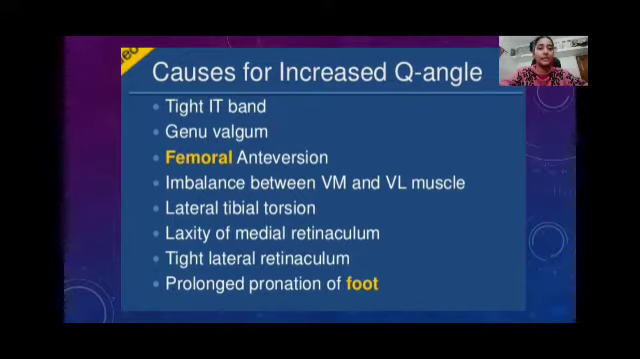Lateral tibial torsion is similar. Then the laxity of the medial retinaculum. When the medial retinaculum is not holding the patella tightly, then the patella is prone to be dislocated laterally, so subluxated or shifted laterally. So the angle from the patella to the tibial tuberosity and from the patella to the ASIS will go on increasing because of the shift of the patella. Similarly, with tightness of the lateral retinaculum and laxity of the medial retinaculum, the patella will be dislocated more and the Q angle will be increased.